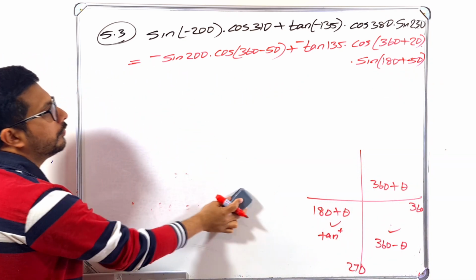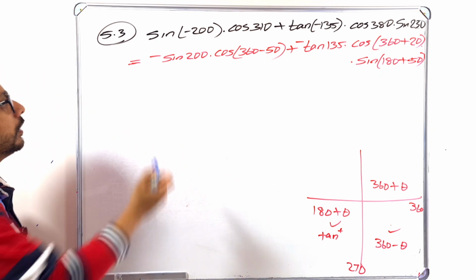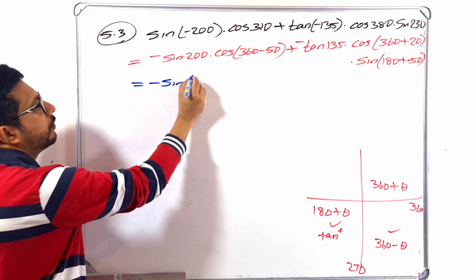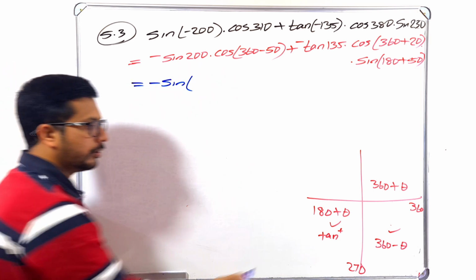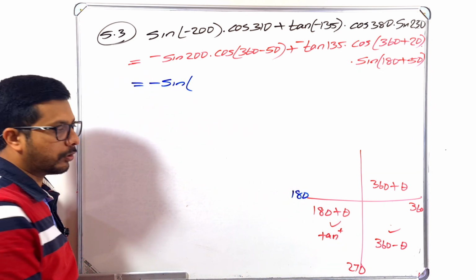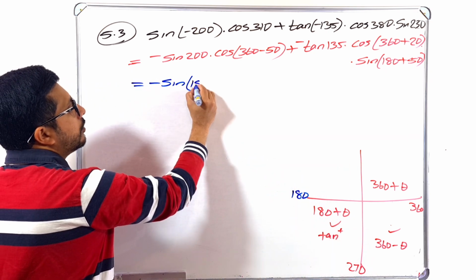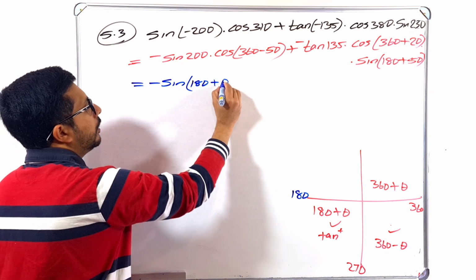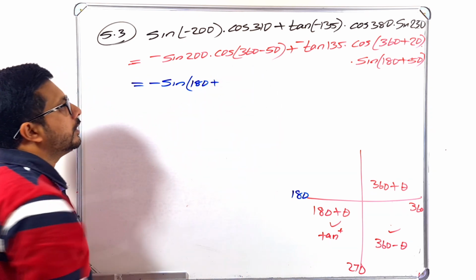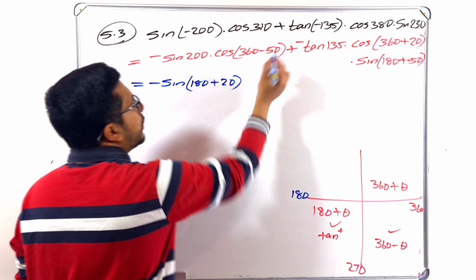Okay, so now we have to move to the next step. What is the next step? This minus sine 200, again you have to write minus sine of 200, which quadrant? This is 180, so 200 is in the third quadrant. Third quadrant, how can you write? 180 plus theta. So it is minus of sine of 180 plus, not theta, 180 plus which number is 200? That is what you want to check. 180 plus 20. Okay.